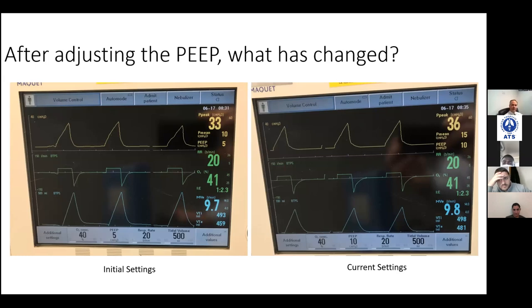Not really, right? Because peak pressure has three components, right? And PEEP is one of them. So we just increased the PEEP, so we expect it to go up. Now let me ask you a more interesting question. Why did it only go up 3 points when we increased the PEEP by 5? Why didn't it go up to 38?